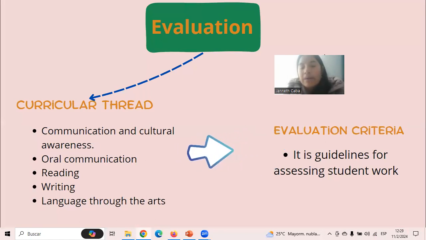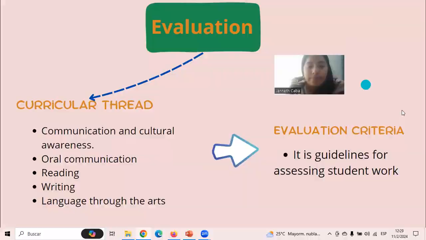It means, for example, that in summative evaluations, we have to evaluate according to the indicators. And in formative evaluation, we have to evaluate according to the performance criteria. Obviously, these two kinds of evaluation measure the student's knowledge. Thank you.